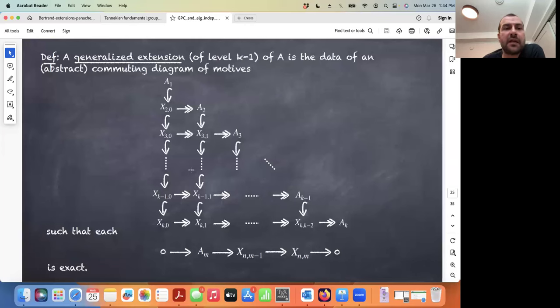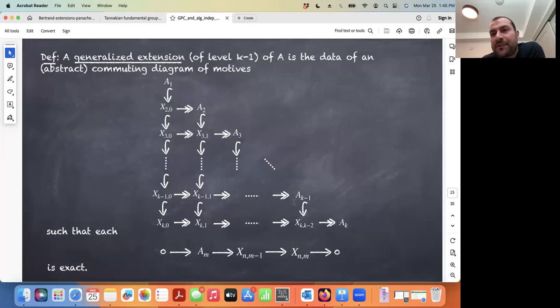It's a full diagram like this. A generalized extension of level k minus 1 of A is the data of an abstract commuting diagram of motives of this form. I say abstract because originally we started with an X in the motivic that sat here, and then we completed the diagram. But now I'm doing it backwards. All I want is a bunch of motives, and included in the data are these structure injections, and then structure surjections, such that I have a commutative diagram like this.